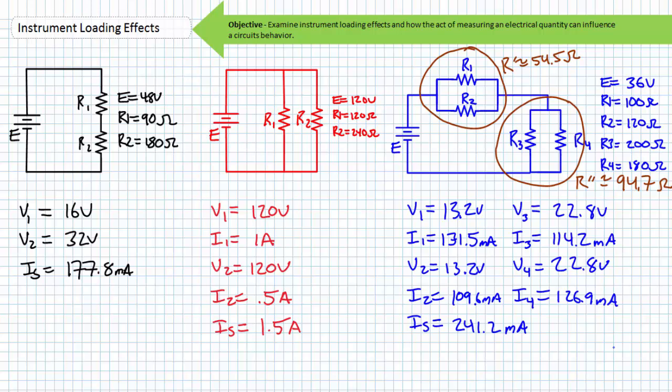I1 is 131.5 milliamperes. I2 is approximately 109.6 milliamperes. V3 is approximately 22.8 volts, as is V4. I3 is approximately 114.2 milliamperes. I4 is approximately 126.9 milliamperes. Source current is approximately 241.2 milliamperes.